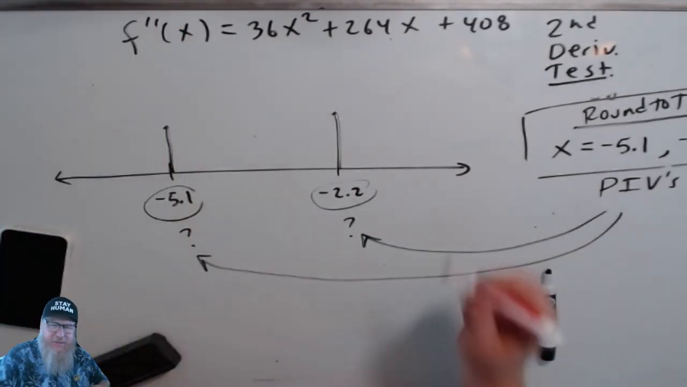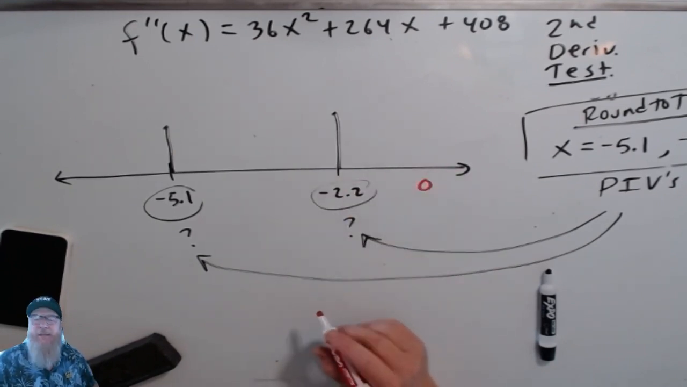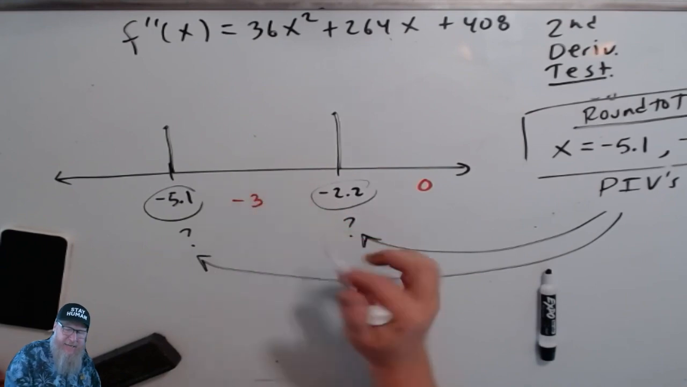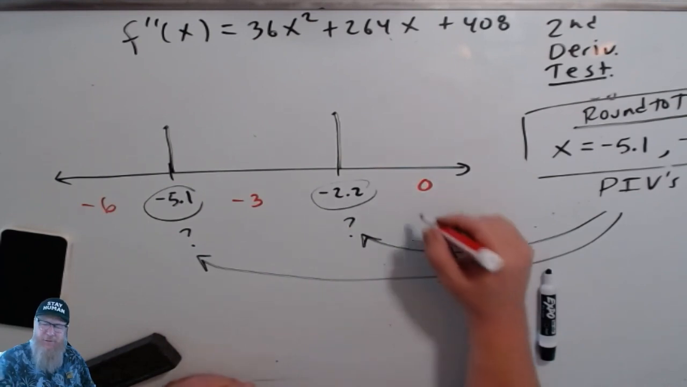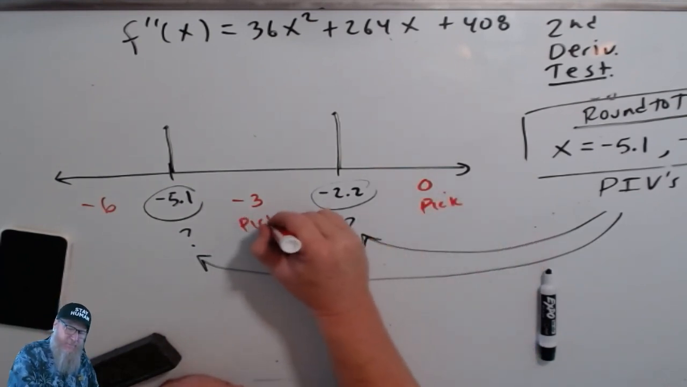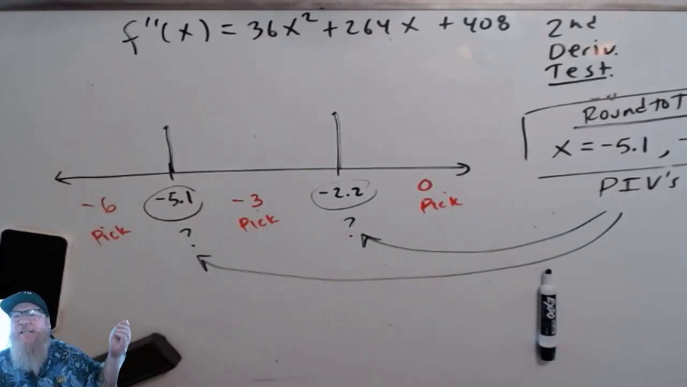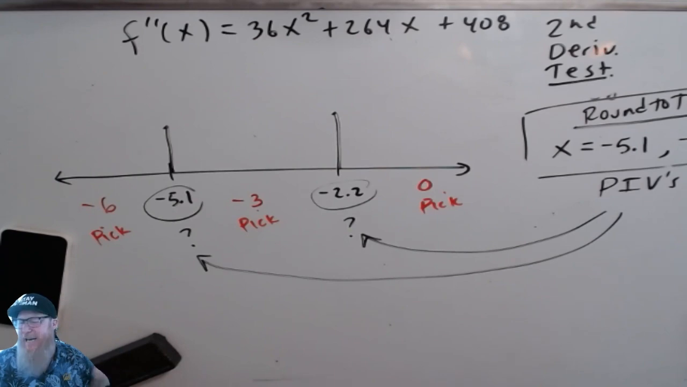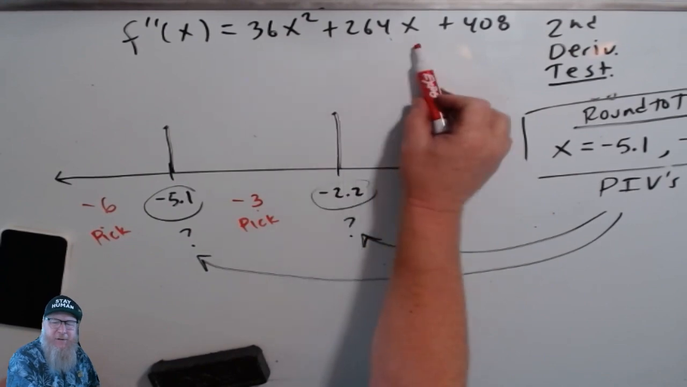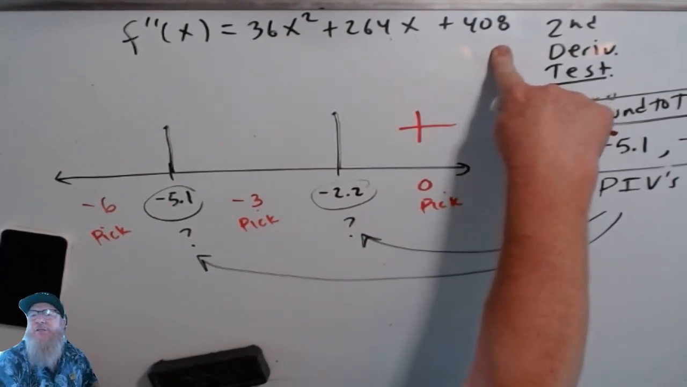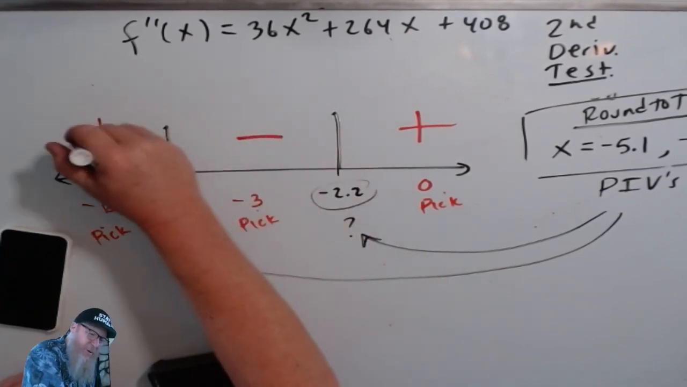Pick some test values. 0 is a very easy one. Yeah, that's greater than negative 2.2. Negative 3 is a nice one in between those. And negative 6. So those are my test values. And since I skipped the first derivative test, I don't have any other candidates, right? So I'm just using them. 0 is an easy one, yeah? When you plug in 0, you're just going to get the last number, which is positive. So that's positive. If you want to gamble, I bet you it goes like that.